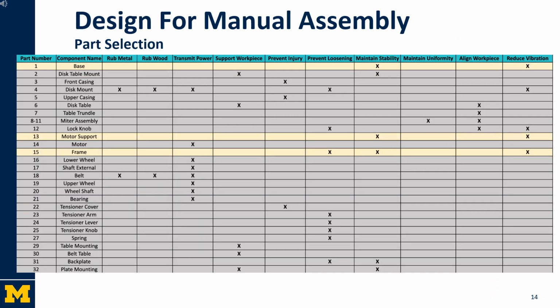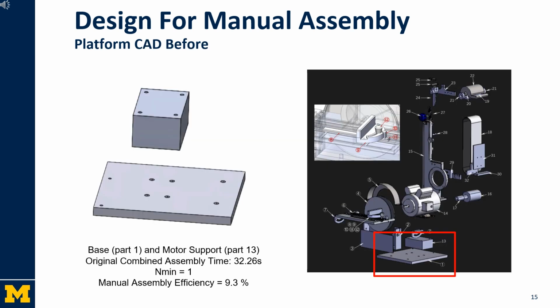As you can see, the base and motor support share the same functions of maintaining stability and reducing vibration, being ideal for part consolidation. Starting with the base and motor support, here you can see the CAD for the unedited parts, and initially the original combined assembly time was 32.26 seconds.